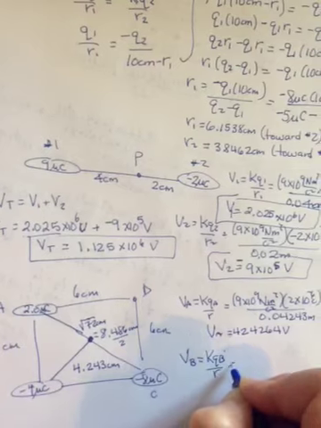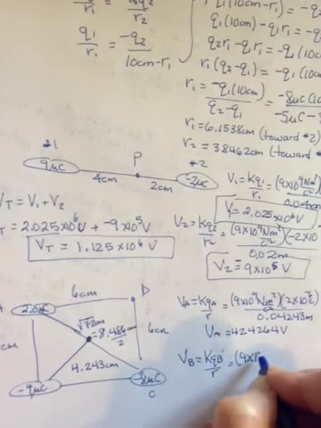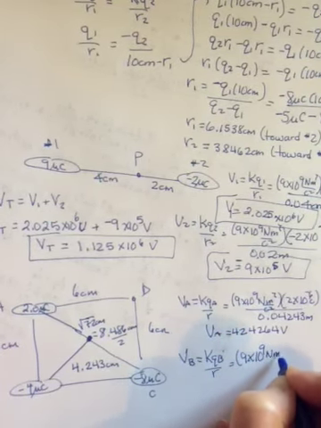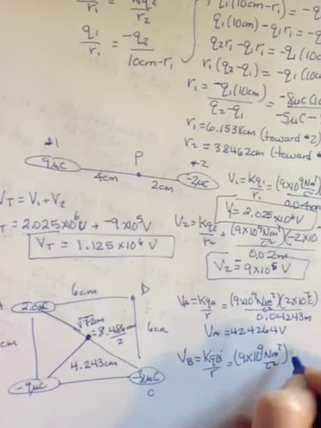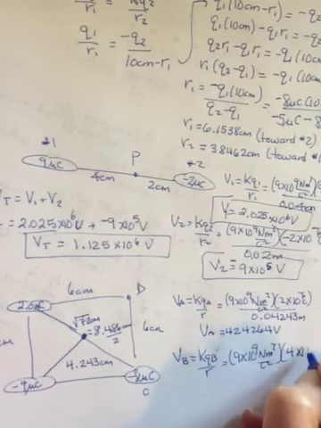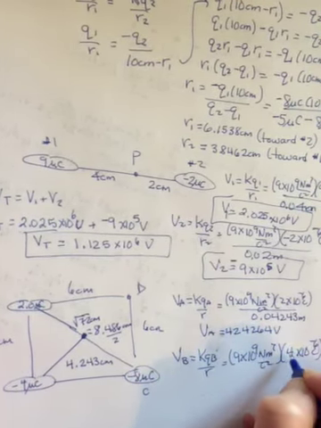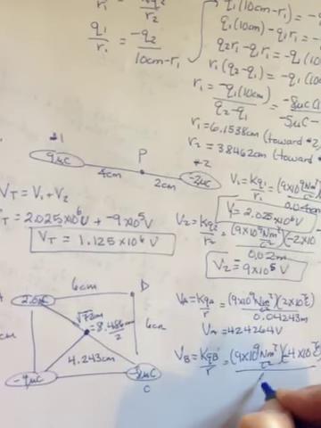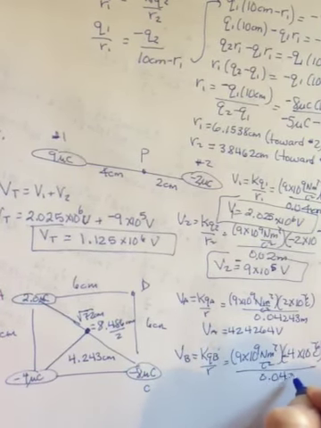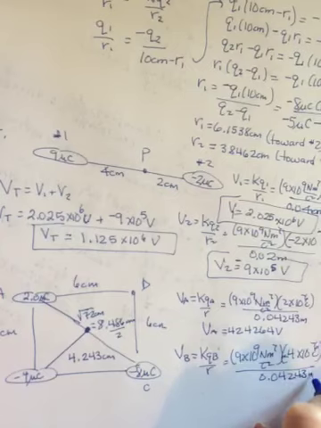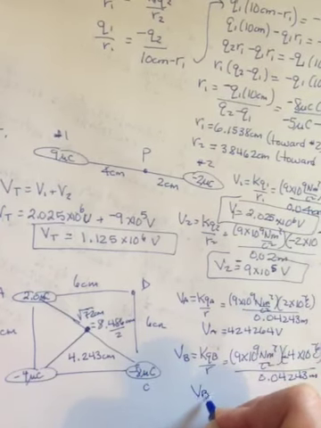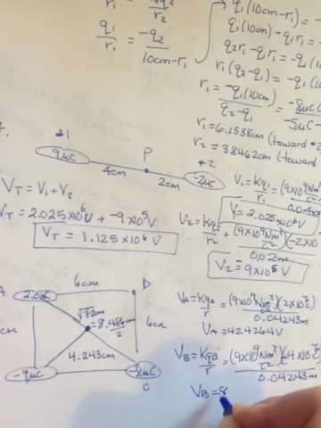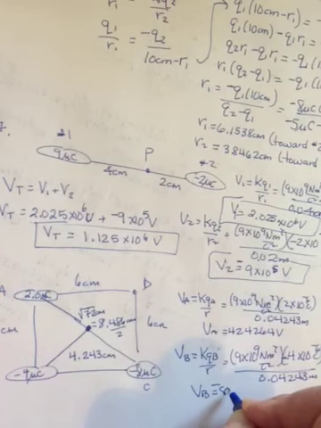Then do B, KQB over R. 9 times 10 to the 9th Newton meters squared per coulomb squared, 4 times 10 to the negative 6 coulombs. It's a negative. The R is the same, 0.04243 meters. And you get a VB of negative 8.